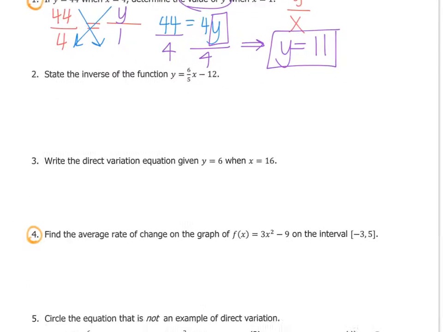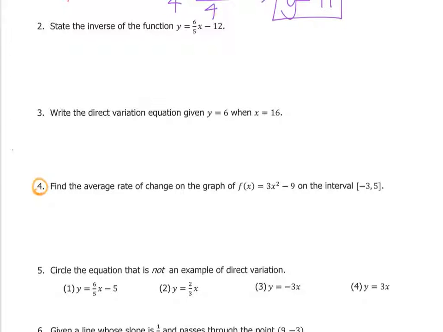Okay. Number 4 says find the average rate of change on the graph of f of x equals 3x squared minus 9 on the interval -3, 5. So there's a couple of important pieces of information here that we have to highlight. Average rate of change is summed up in one word as slope. And we know that slope is change y over change x. Again, there we go with y's on top, y's to the sky. On the graph of f of x equals 3x squared minus 9, on the interval -3, 5, both of these are representing x values. So what we need to do is find our y values in order to find the slope.